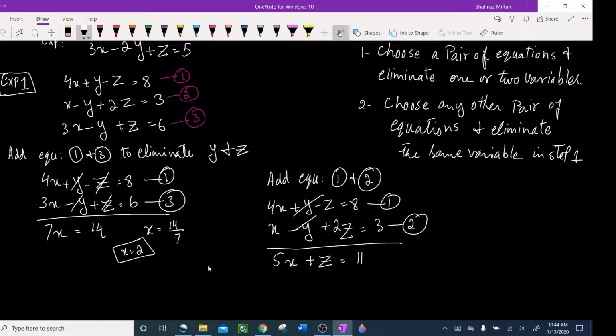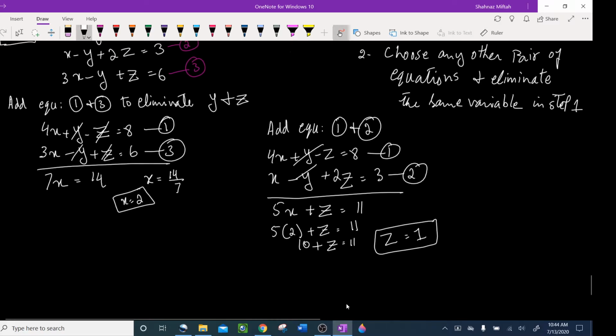Now in this, we already know what x is, right? So let's plug in that x and we can get that z. 10 plus z equals 11, which is going to give me z equals 1. Okay, I got another variable answer. Now this is kind of easy, because you can replace x with 2 and z with 1 in equation 1, 2, or 3.